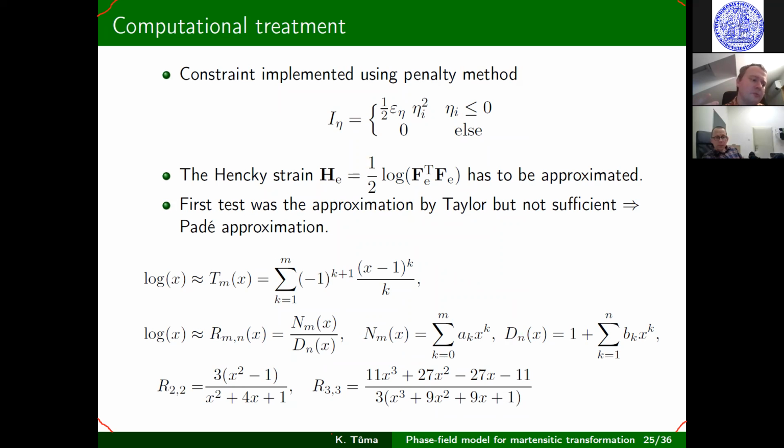So at the beginning, well, this is important. At the beginning, when you take, for example, this pillar, you compress it. So at the beginning, of course, there is just elastic response. And in this elastic response, this algebraic multigrid worked quite well. But after some time, when the stress is high enough and it starts to transform, then there is a problem that the algebraic multigrid stopped working.